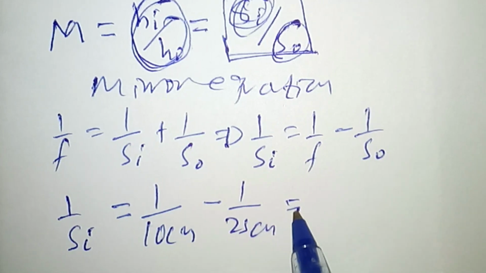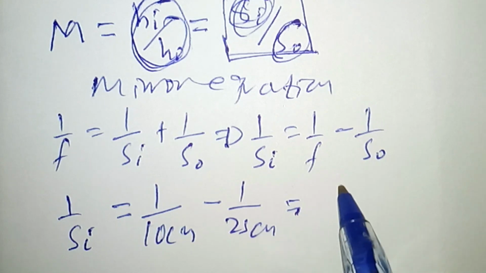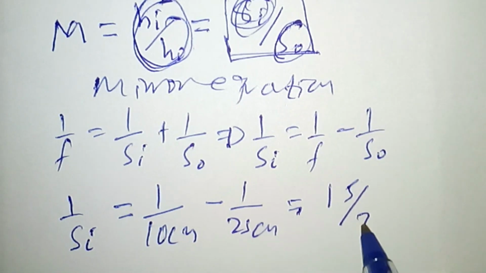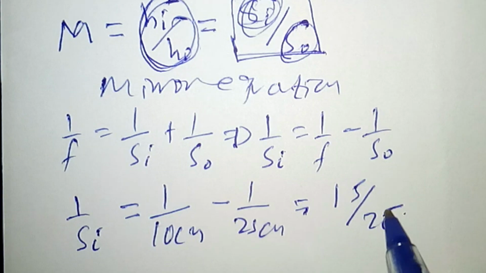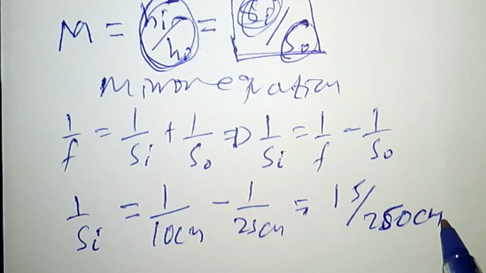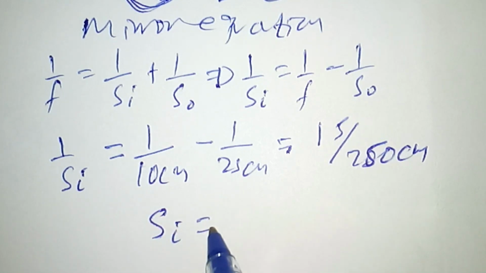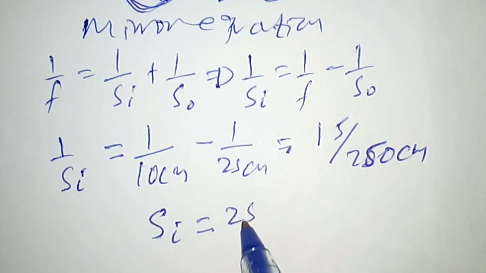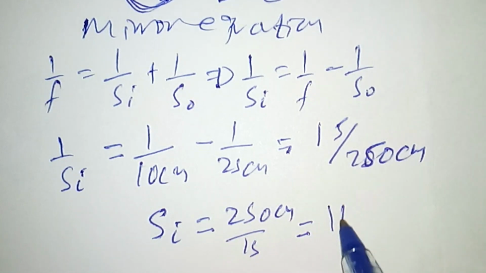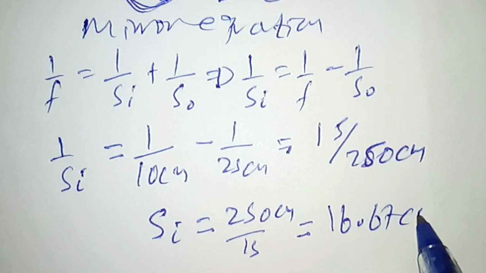And if we rearrange this number directly, we get that this becomes 15 over 250 centimeter. Then if we divide this number directly, we get that the image distance is equal to 250 centimeter divided by 15, which is equal to 16.67 centimeter.